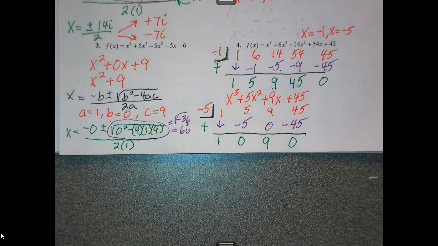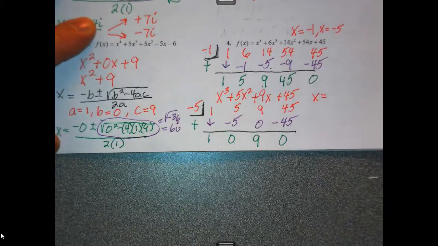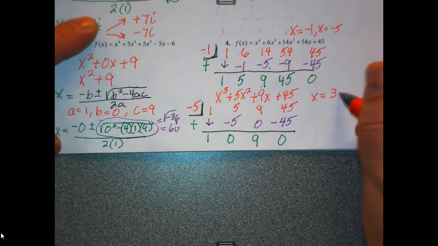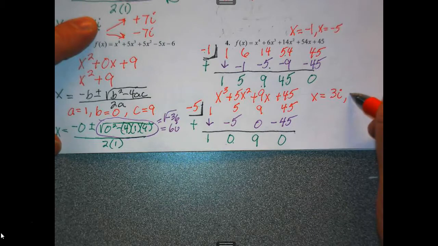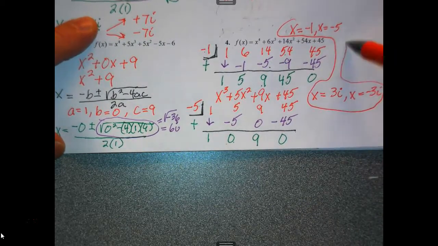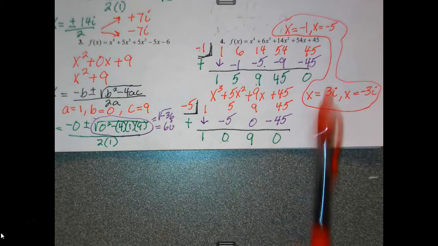Okay, so my other two roots here. x is going to equal 6i divided by 2, which is 3i, and negative 6i divided by 2 is -3i. So here's my answer. Isn't that cool? Fun, fun, fun until you go to sleep. To find the zeros.